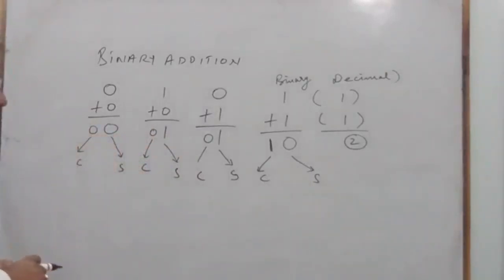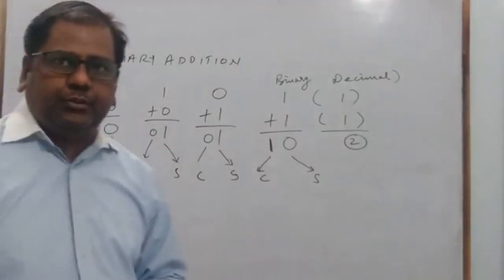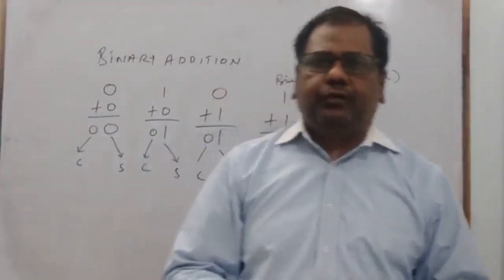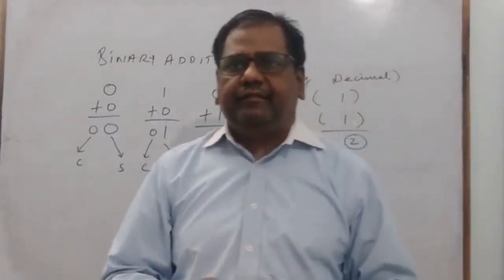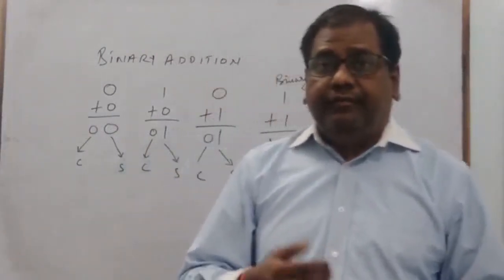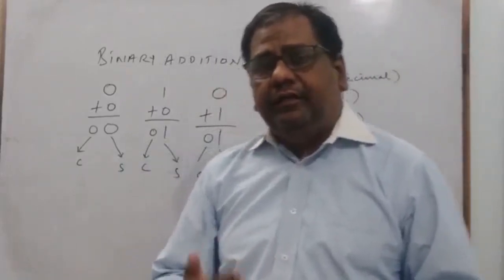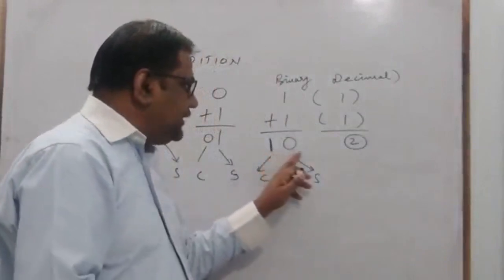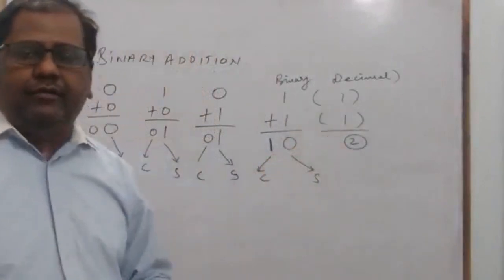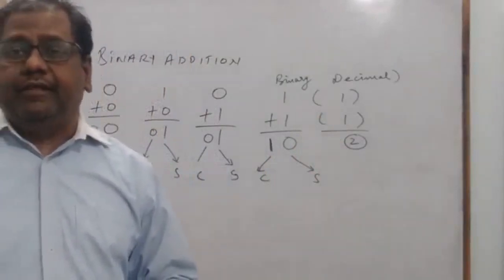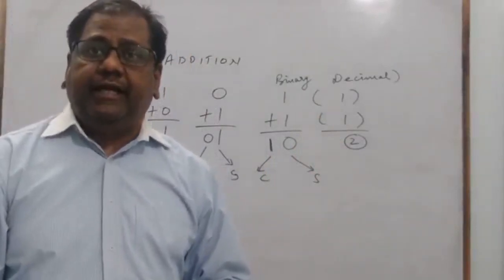That means you have to take care whenever you are adding two binary bits. That means you will be getting two outputs. One is sum and the second one is carry. When we are adding 1 plus 1, you will always get the result as 1, 0. Since the resultant of adding 1, 1 will be 2, and 2 results in the binary as 1, 0.